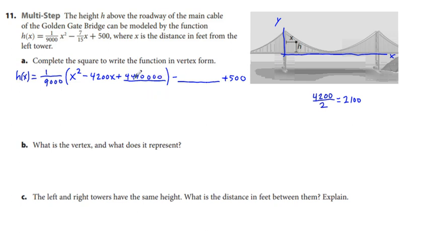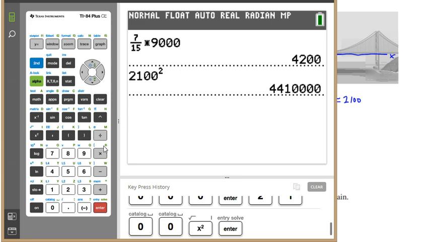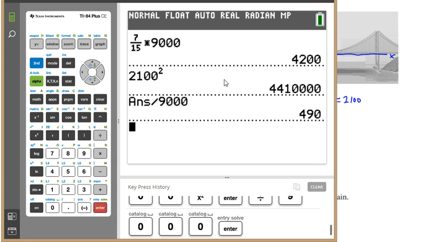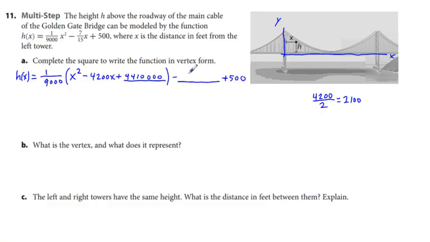And as we put in here, now on the outside, are we going to subtract 4,410,000? Well, what we have to do is put in 4,410,000 divided by 9,000. So let's do that in the calculator. So we divide by 9,000, and we get 490. So on the outside we put minus 490. And now let's just go ahead and write this out.